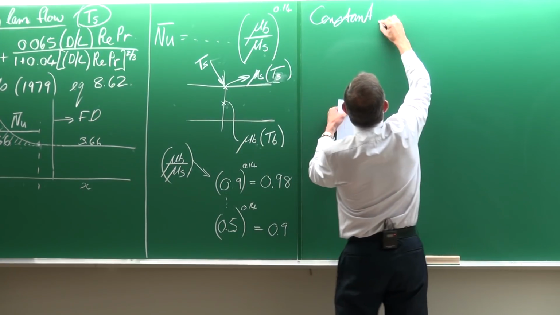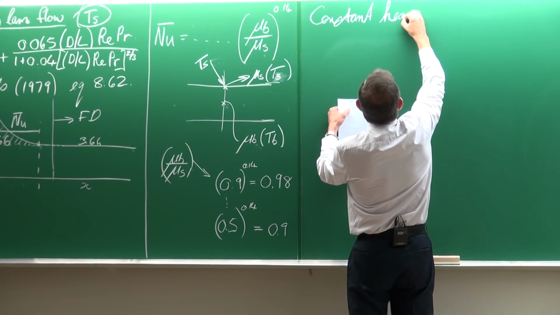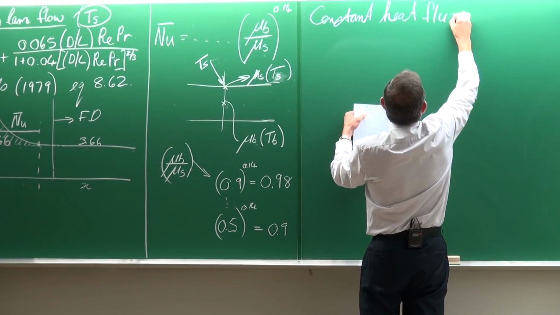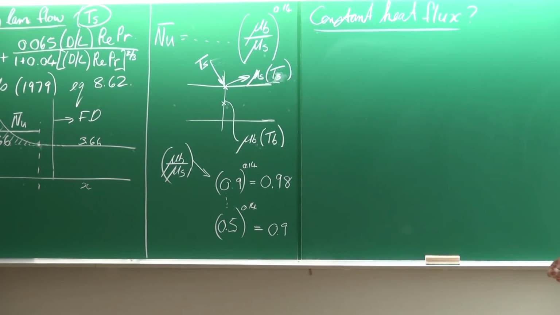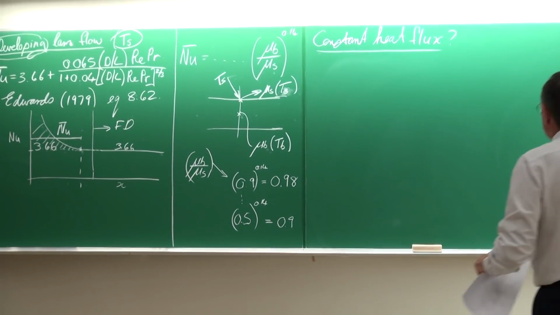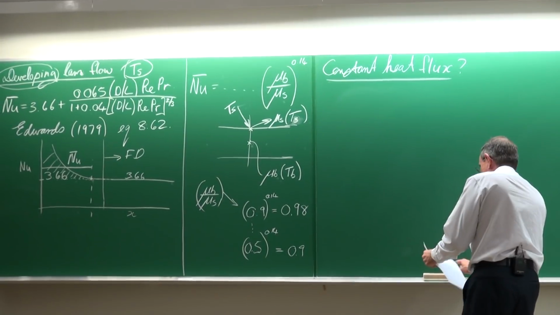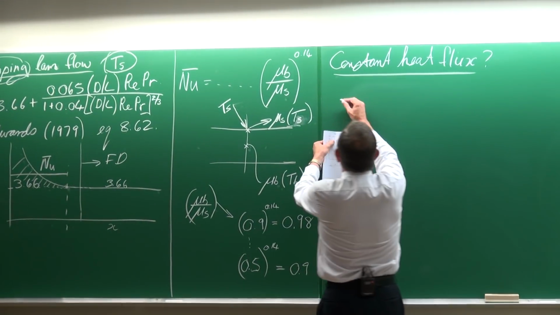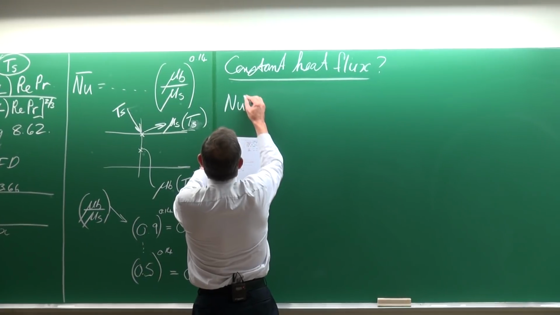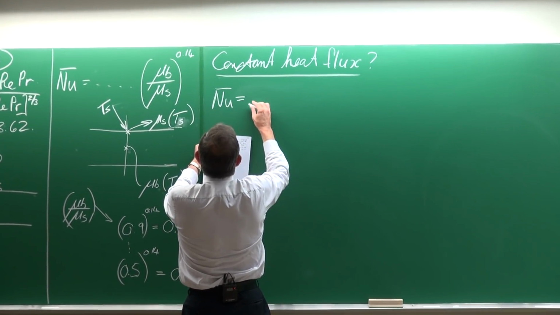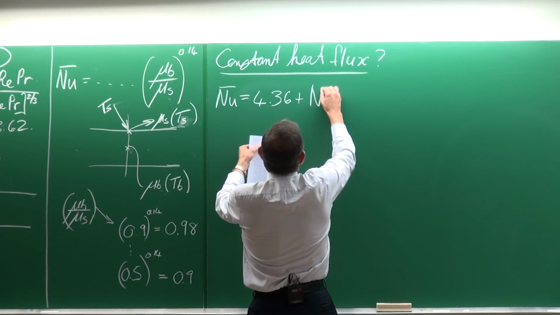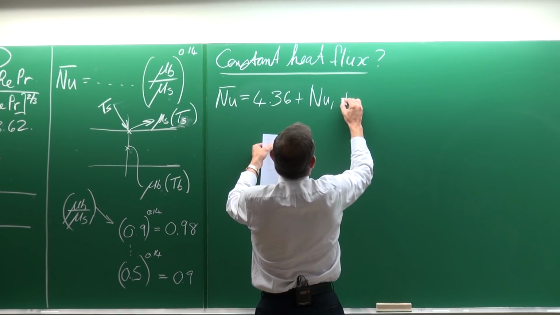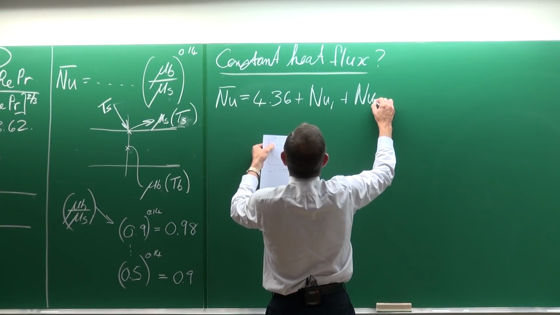Constant heat flux, which actually should be the easiest of all. Well, the reality is, unfortunately, it is not so easy to determine that equation. It has been determined recently, and that equation can be written as the Nusselt number is equal to 4.36 plus a Nusselt number of the first part and a Nusselt number of the second part.